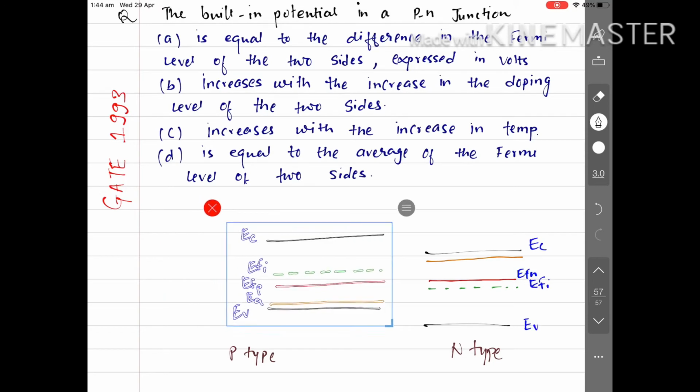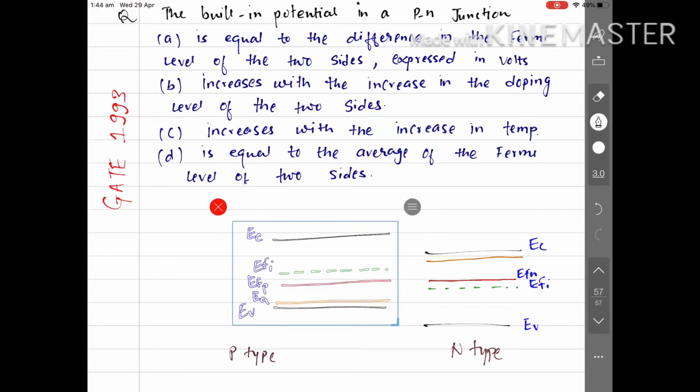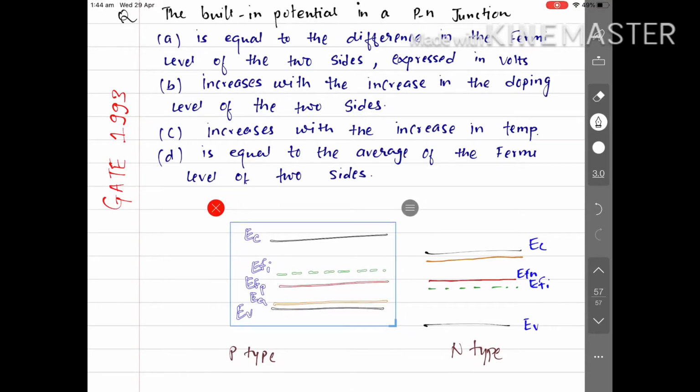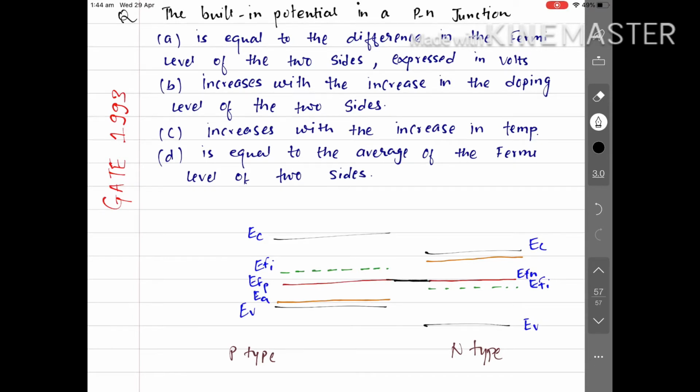So what I'm going to do is align the Fermi level of the p-type material, which is EFP, to the Fermi level of the n-type material, which is EFN. Or you can do it the other way: you can move EFN to match the energy level of EFP. Here I have matched EFP to EFN. So now you can see that this level is aligned, right, this one is aligned.